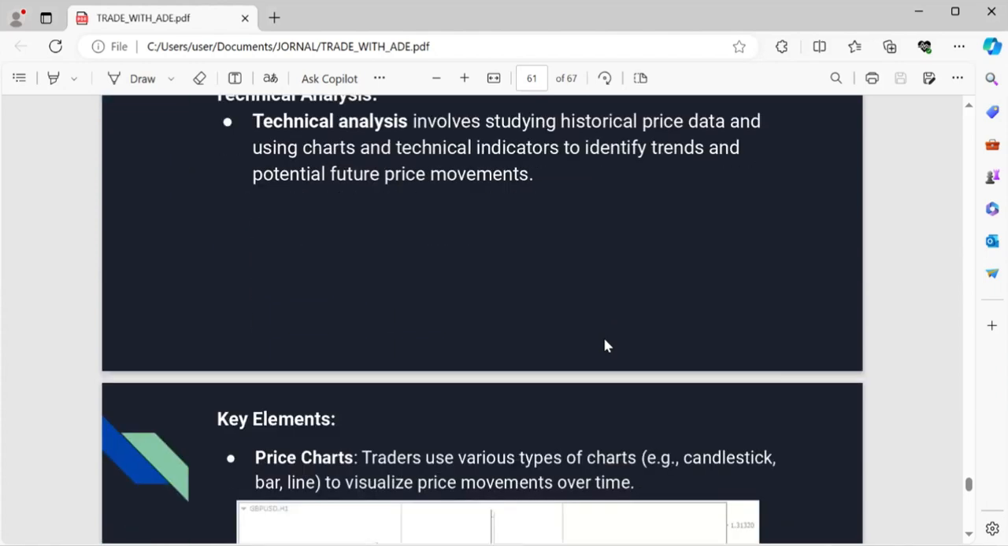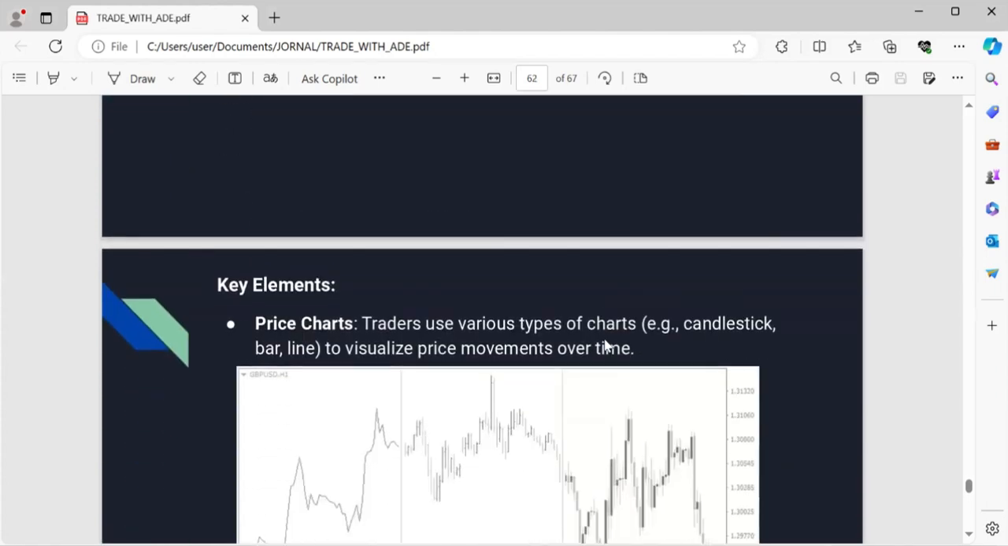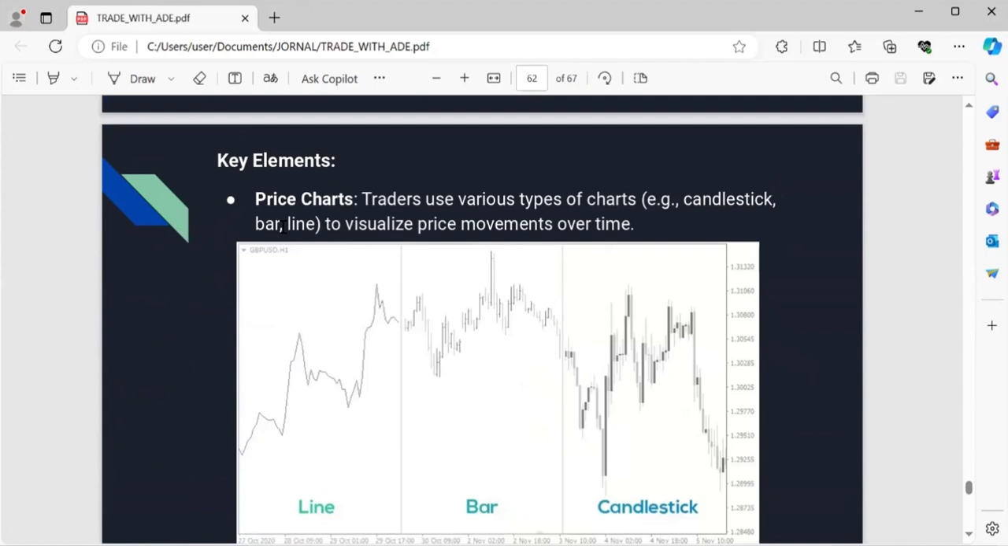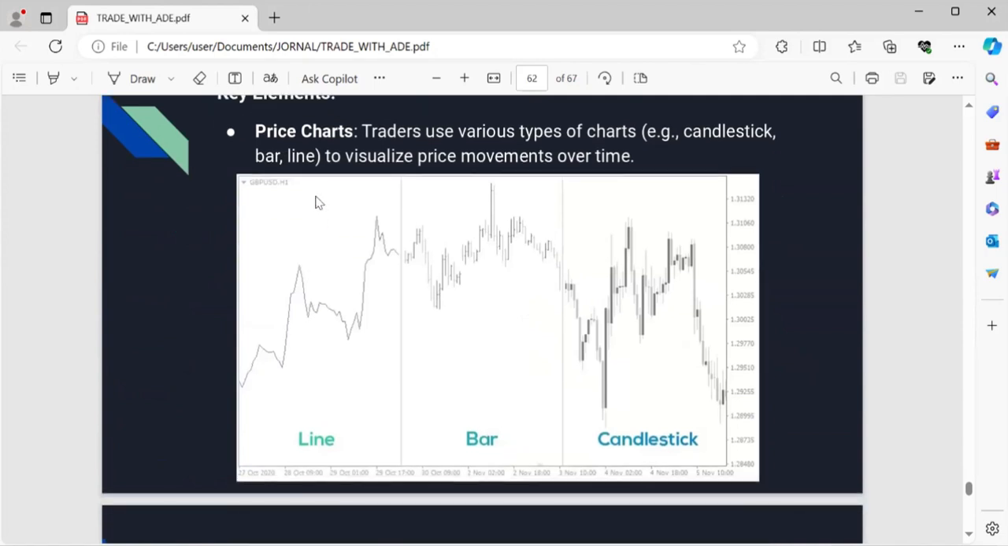So now this is where we'll start talking about the type of charts, market structure, highs and lows, higher highs, lower lows, and so on and so forth. So let's move straight to the key elements of technical analysis. First of all, let's talk about charts. We have different ways in which traders can read the financial market or read their chart. We have the line chart, we have the bar chart, we have a lot of them.